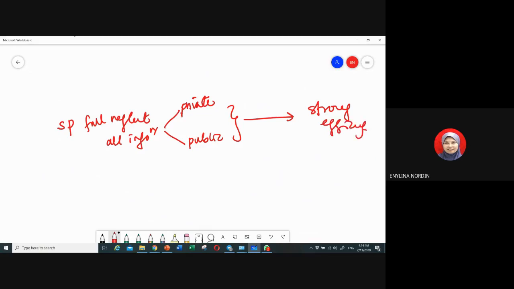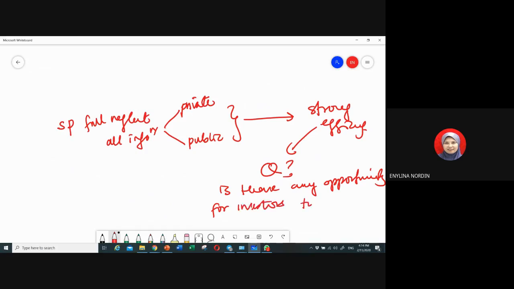So now the question here is, is there any possibility or any opportunity for investors to make an extraordinary profit?